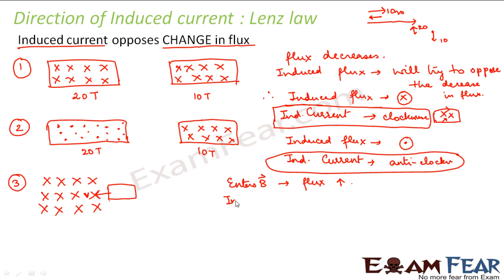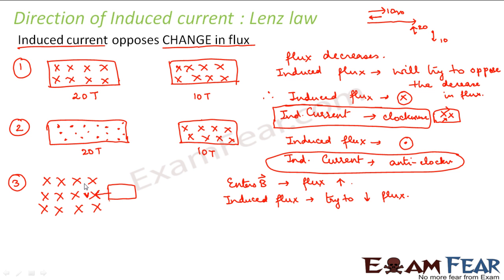So what would be the direction of induced flux? The induced flux will oppose this increase in flux. So what will it try to do? It will try to decrease the flux, because it will oppose this change, because the increase in flux is the cause which resulted in current. So the induced flux will try to oppose the change. So it will try to decrease the flux.